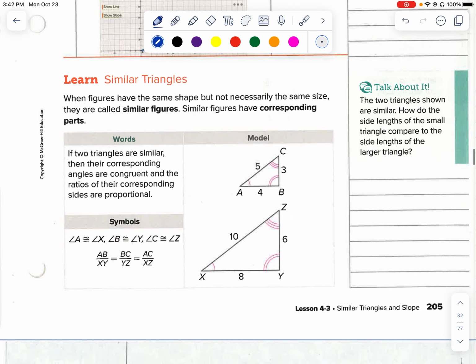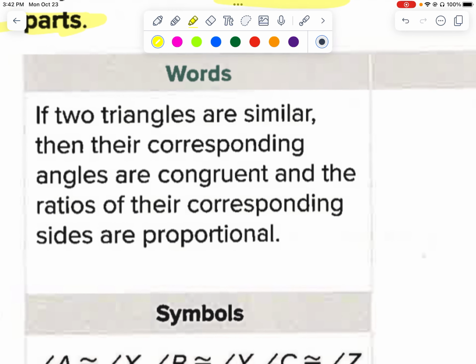Okay, so let's come down here and look at this. We're going to highlight some stuff. When figures have the same shape but not necessarily the same size, we can call these similar figures. And similar figures have what are called corresponding parts. Now, that may sound like a bunch of words that you don't quite understand, but we're going to look at it in just a second.